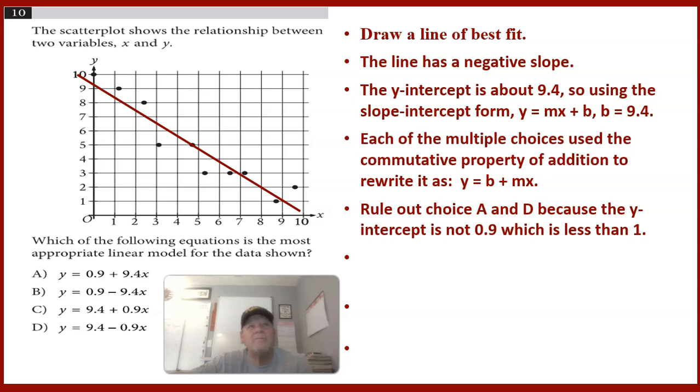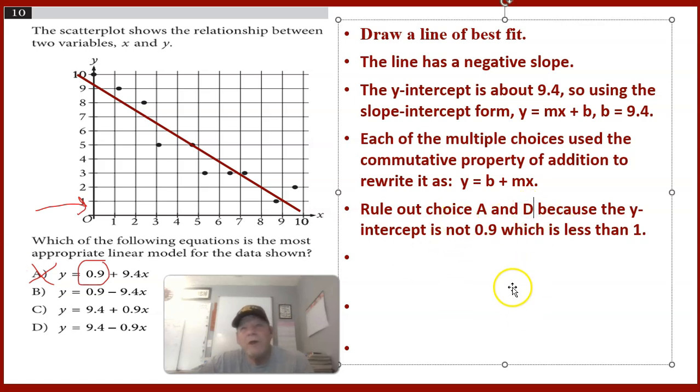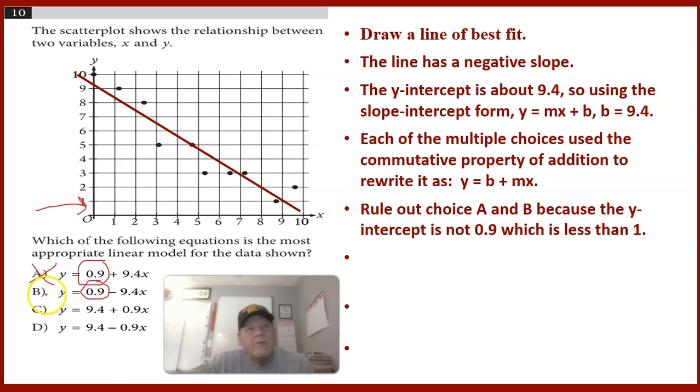Let's do them one at a time. I know that A cannot be the answer because it's got a y-intercept of 0.9, which would be right here, and that is not where that line crosses. It's A and B that I can rule out. So let me correct that mistake. It should be a B there, A and B. Why can I rule out B? Same reason. It's got a 0.9 as the y-intercept.